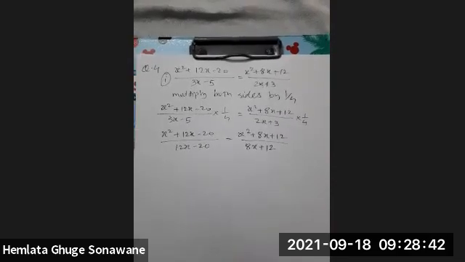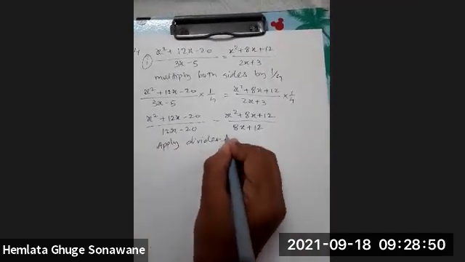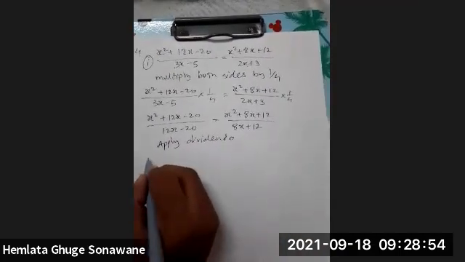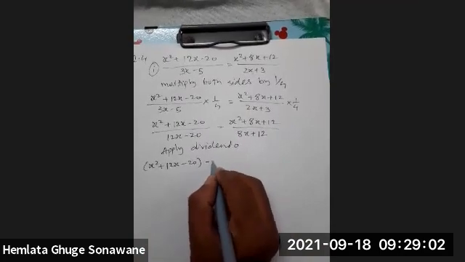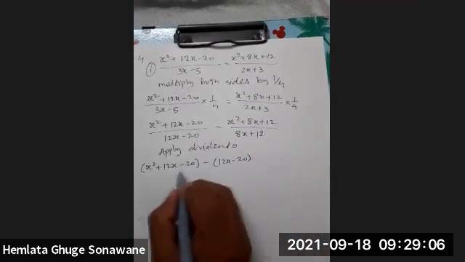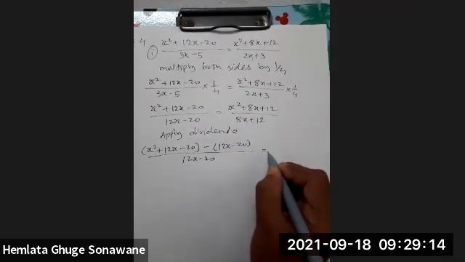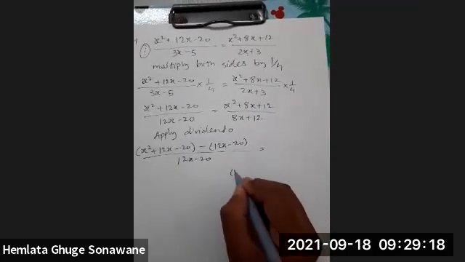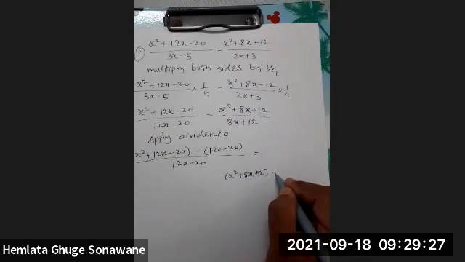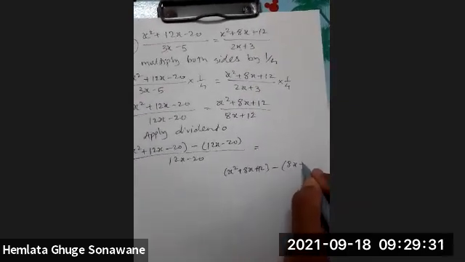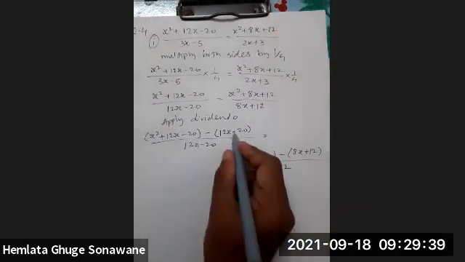I will apply the property of dividendo here. So it becomes (x square plus 12x minus 20) minus (12x minus 20) upon (12x minus 20) is equal to, for this also, it becomes (x square plus 8x plus 12) minus (8x plus 12) upon (8x plus 12). I'll simplify this.